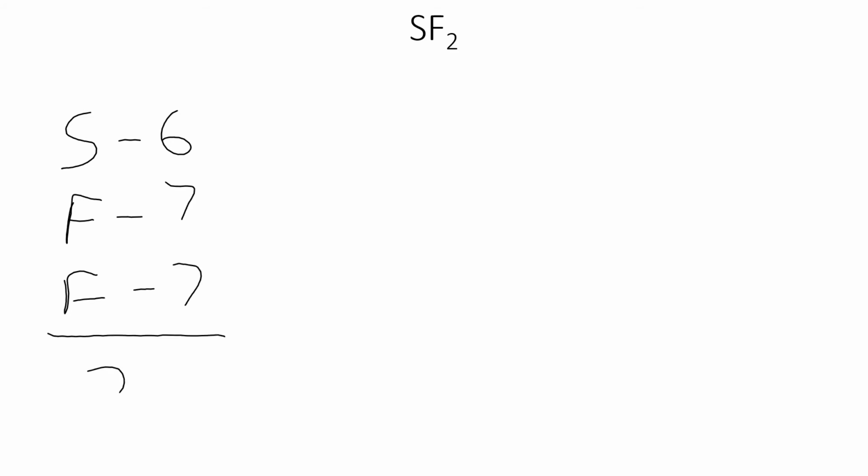Let's do another one. We're looking at SF2 for this one. And remember, the first step in doing a Lewis structure is counting up the total number of valence electrons. So here we have sulfur and 2 fluorines. Sulfur, when we look at it in the periodic table, is in group 6A. Fluorine is in group 7A. So we total up the number of valence electrons, and we would be looking at 20 valence electrons.